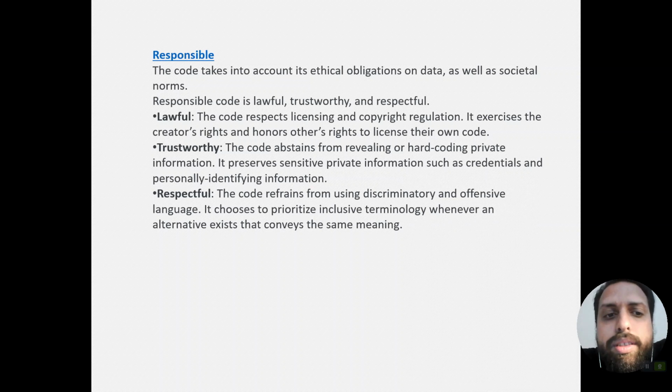Responsible. Your code has to be responsible: lawful, licensing and copyrights. You have to follow the license of the code. Trustworthy. It means you have to prevent hard coding private information, tokens, identities, and so on. It has to be in environment variables, and credentials you don't have to put in your code. And respectful. You have to respect terminology and also you have to follow the meanings.